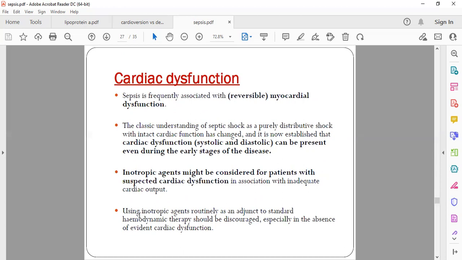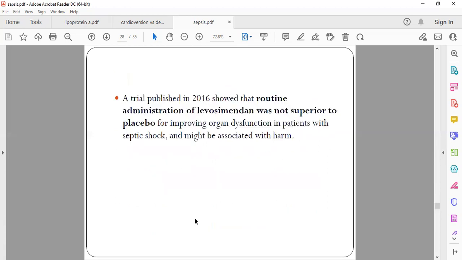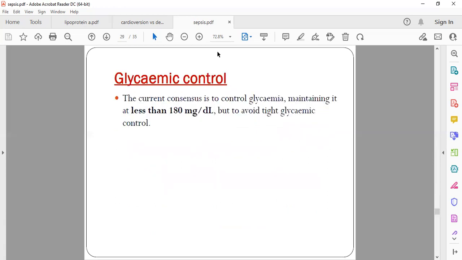So many times we may have to add some inotropic agents. But based on many studies, only if the cardiac dysfunction is proven, like an echocardiogram showing some LV dysfunction, then you start inotropes, and routine use of inotropic agents is highly discouraged. Glycemic control.